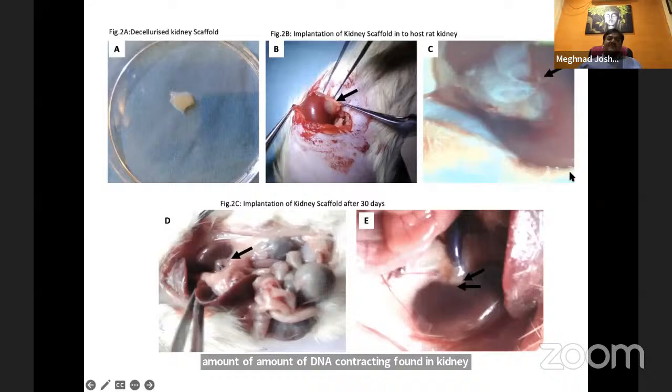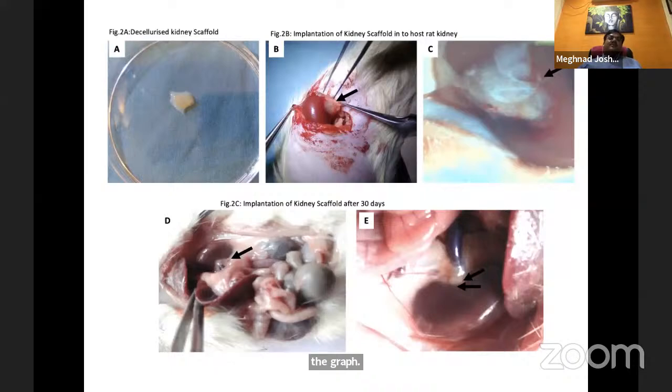So of course, say we have developed the graft. Now the purpose of our next study is to use this graft for a xenomodel. That xenomodel means you transplant across 2 different species. So we have prepared the kidney scaffold from the goat, and we transplanted it into the rat kidney. So this is how we have developed a transplantation process.